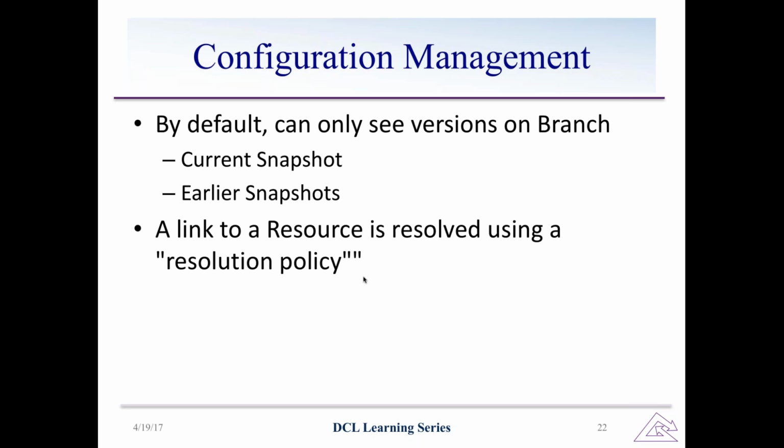Then a link to a resource is resolved using a quote resolution policy, right? So in the context of this abstract model, when you create a link, you link to a resource, and then that link gets resolved to a specific version of that resource based on the resolution policy that's in effect at the time you resolve the reference. Now, if you think about that, that's an indirect address, right? That's functionally identical to a DITA key.